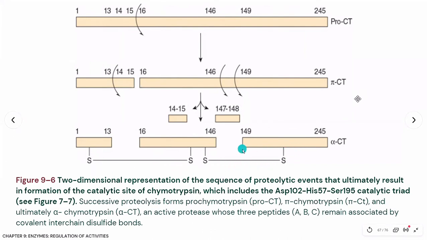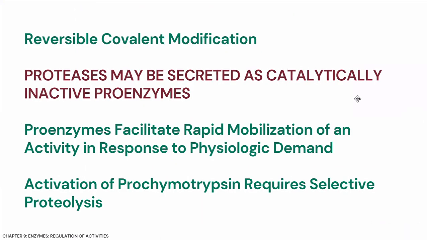So this is the active enzyme. This is the inactive one, known as the proenzyme. And this one now is the active enzyme. That's the one there. Proteases may be secreted as catalytically inactive proteins or proenzymes. They have to be activated at the site where they will act, not before.